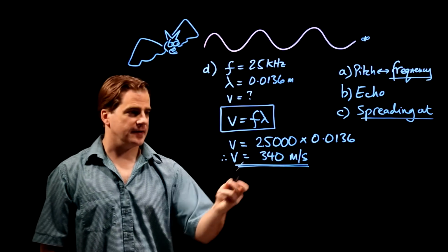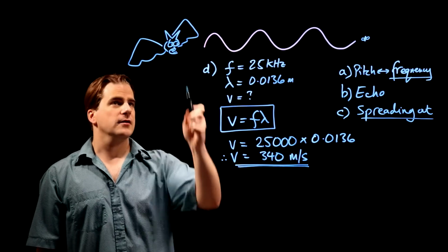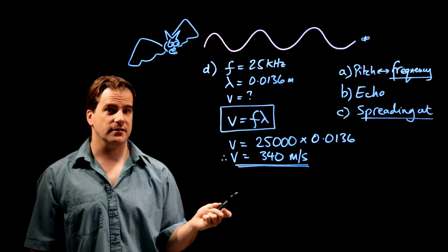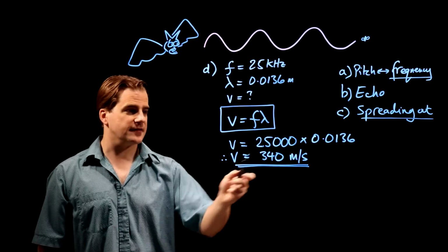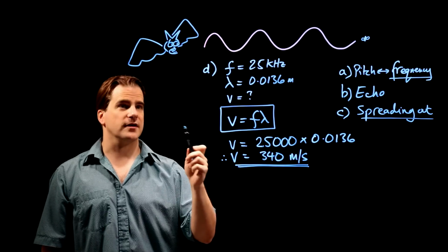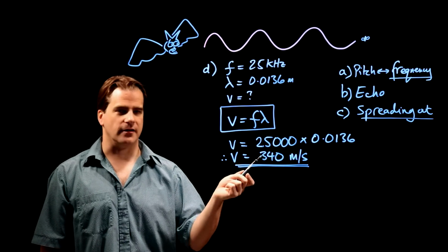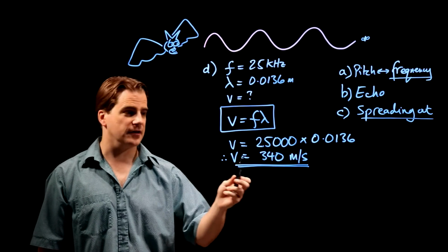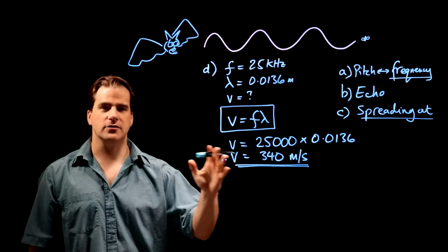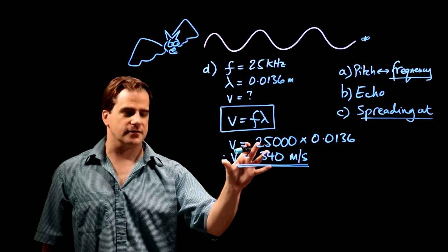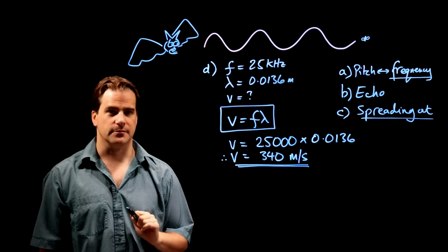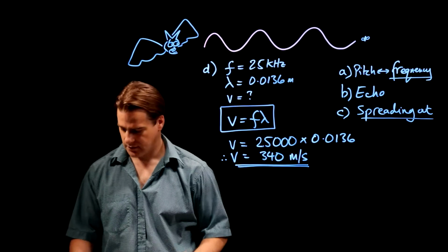Right. Is that what you'd expect? The velocity of the sound wave that the bat emits is 340 meters per second? Yes, it is, because that's the speed of sound. It's exactly what we'd expect. The speed of a sound wave in air at standard atmospheric temperature and pressure is 340 meters per second. So when you get an answer, it's good to ask yourself, is that a sensible answer? And in this case, it's very sensible. Good. Right. E.